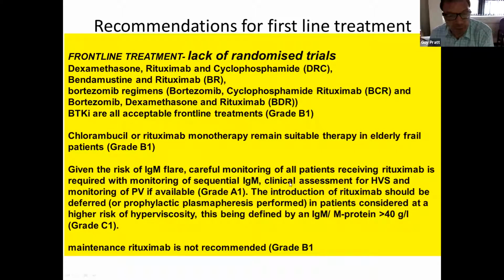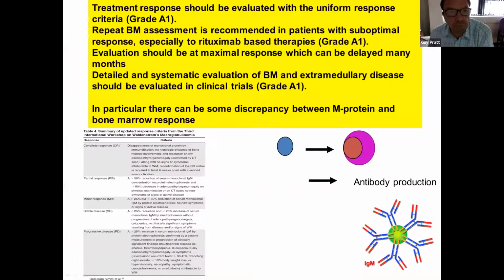And also about monitoring the IgM paraprotein, which is very important, because it can go up when you start treatment with rituximab. And then about assessing response and clinical trials. It's very important in particular to do a bone marrow, and it may be that a bone marrow may be needed. You may be able to get away without a bone marrow, but certainly if you have to be absolutely sure of the response, then you do need to do a bone marrow.